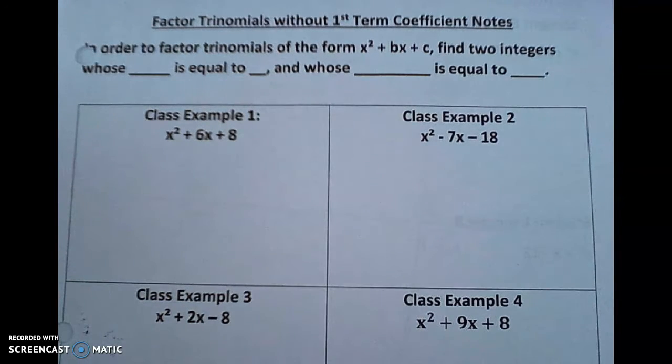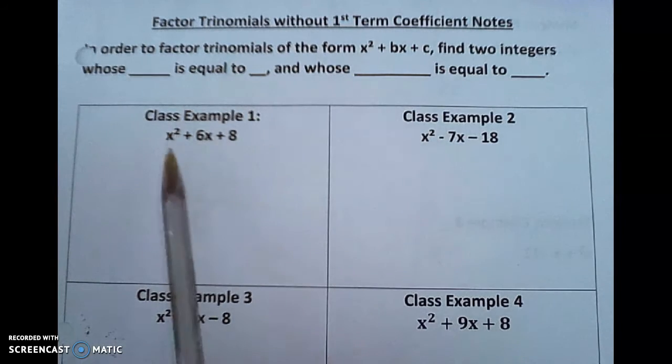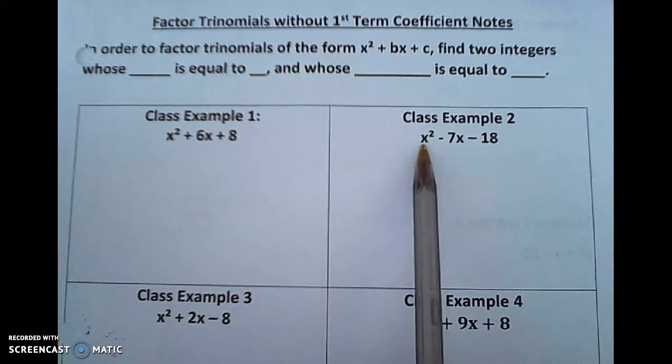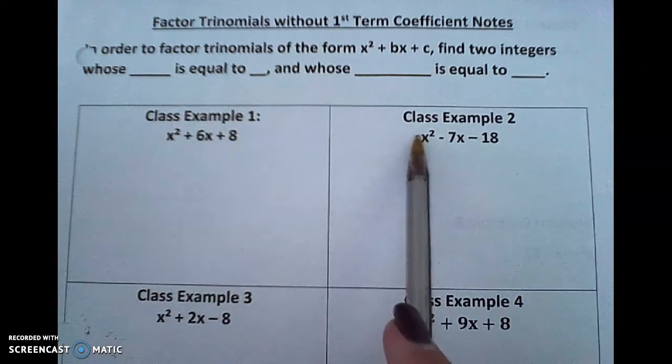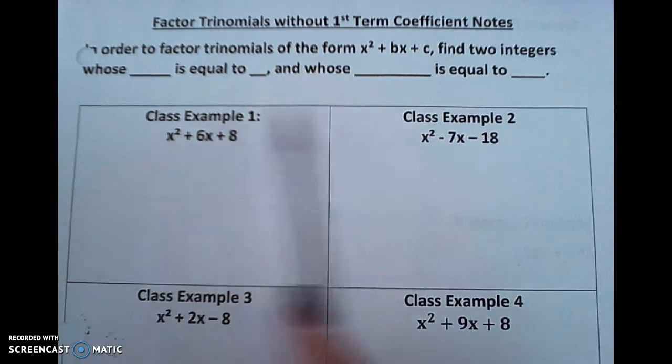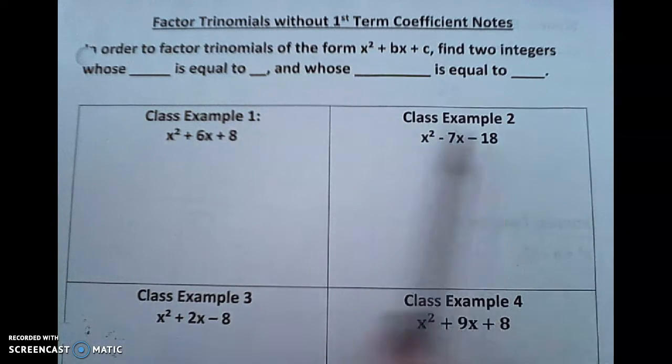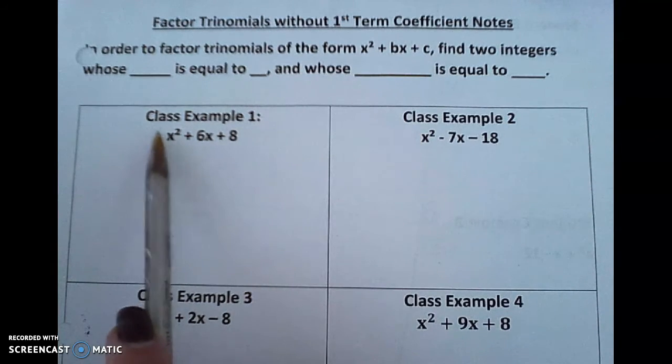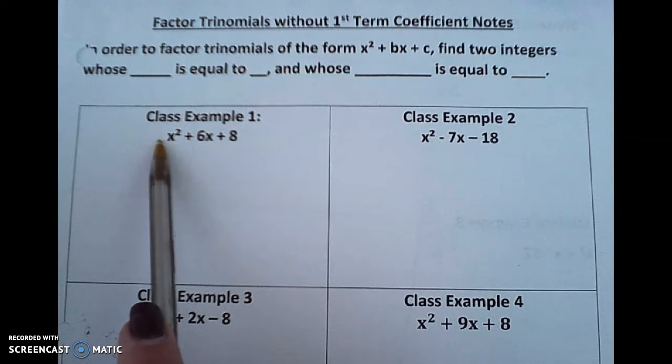Okay, we're getting ready to take factoring to the next level, and we're going to factor trinomials with or without a first term coefficient. I want you to understand what that means. A trinomial without a first term coefficient is right here, and here. There's no number in front of this variable, so there's no coefficient, and these are trinomials with no first term coefficient.